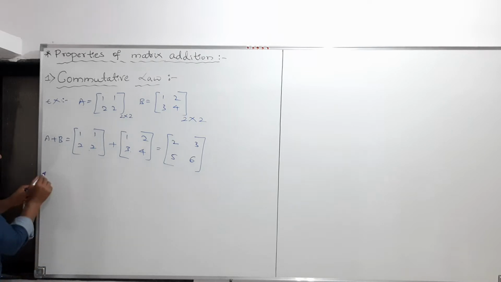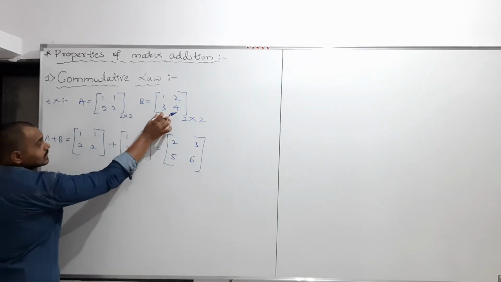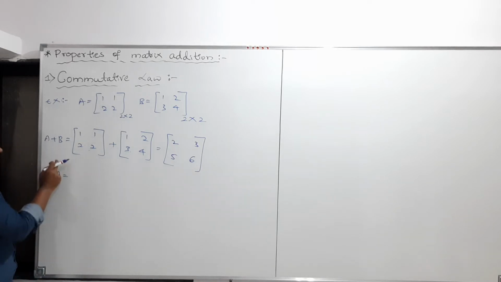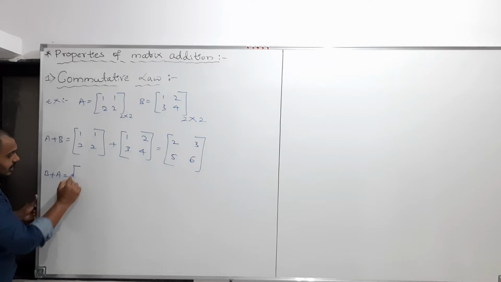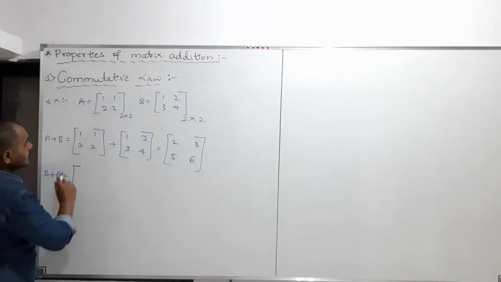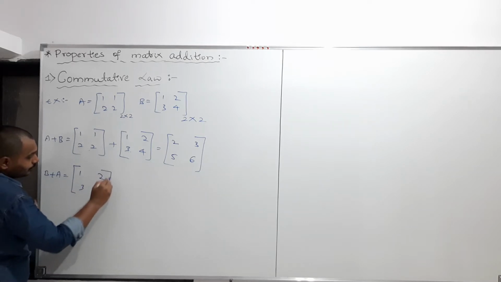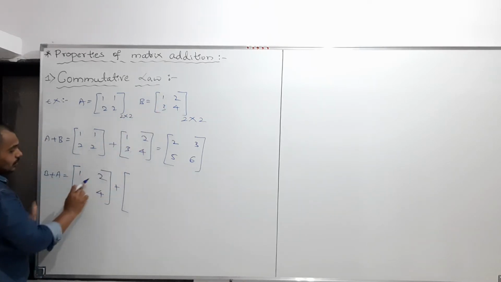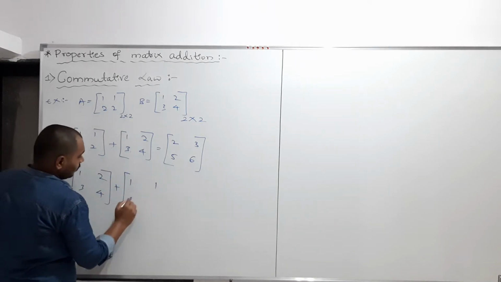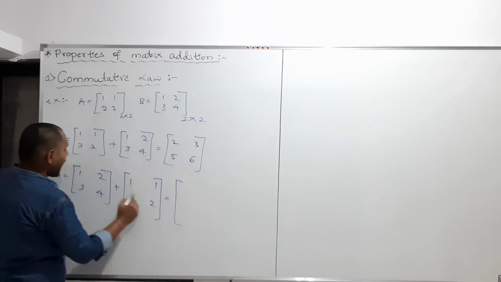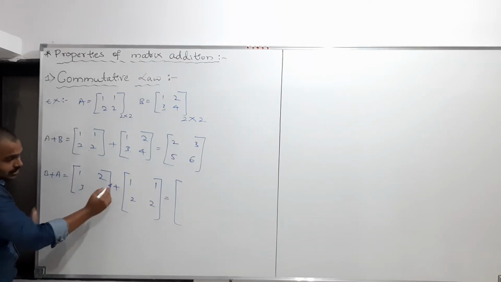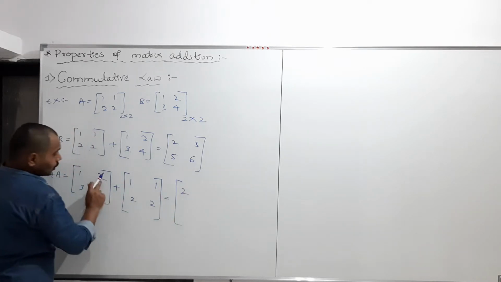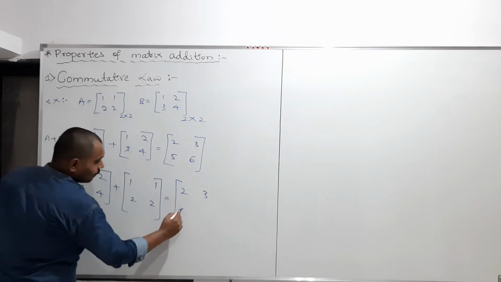Next, if I add B plus A, I am just interchanging the places. After calculating A plus B, I got this matrix. Now if I first take B and then add A, what will the answer be? B is 1, 2, 3, 4 plus A, which is 1, 1, 2, 2. Addition is done by adding the corresponding elements. Therefore 1 plus 1 is 2, 2 plus 1 is 3, 3 plus 2 is 5, 4 plus 2 is 6.